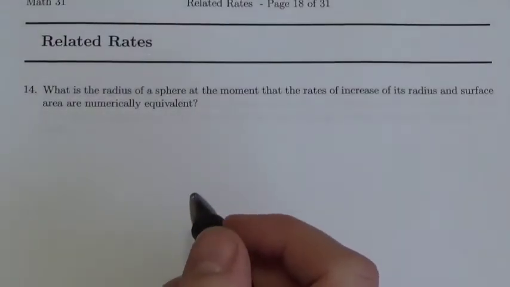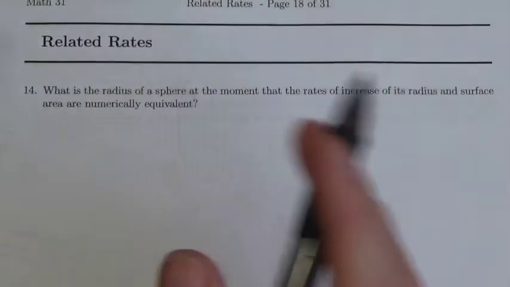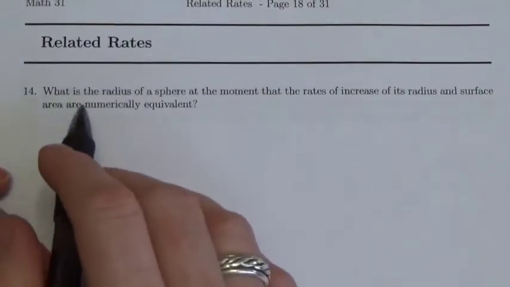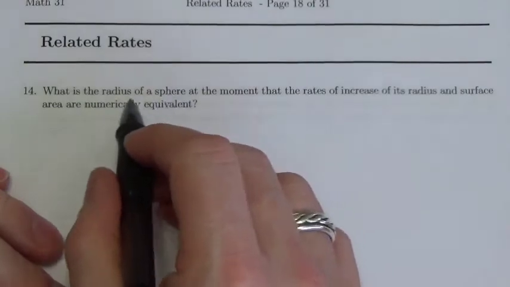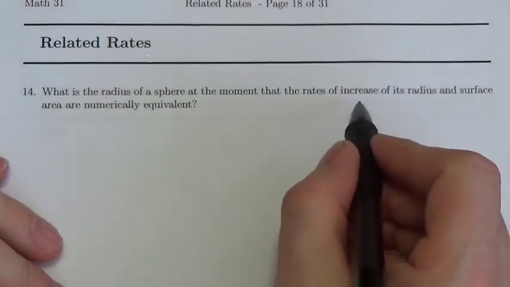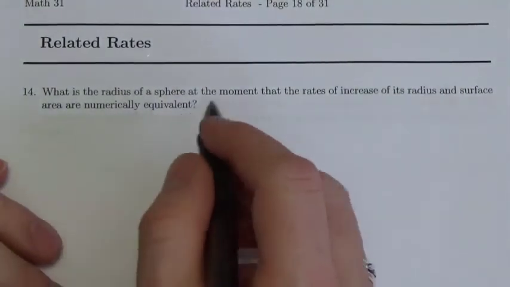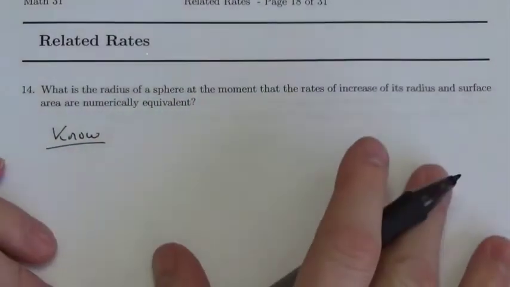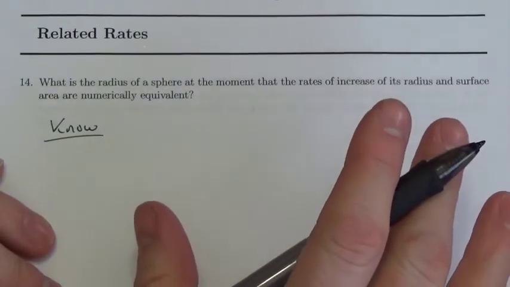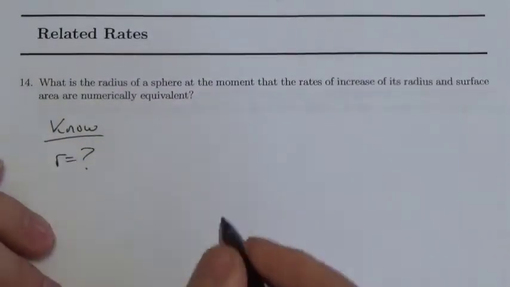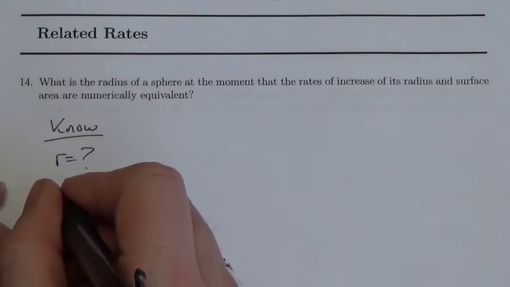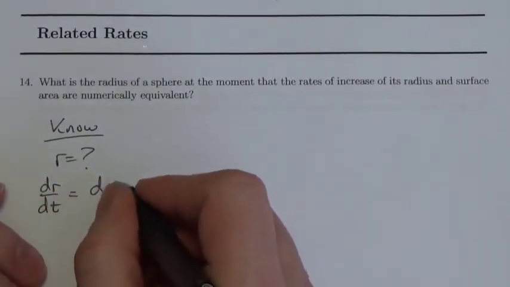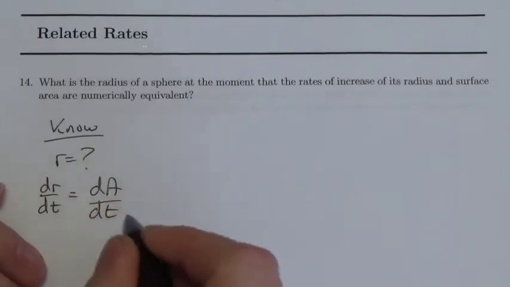Okay, everybody. This next question is going to require just a little bit of preamble. What is the radius of the sphere at the moment that the rates of increase of its radius and surface area are numerically equivalent? So what do we know here? What are they setting up? Well, we're looking for the radius. And we're being told that the rate of increase of the radius is equal to the rate of increase of its surface area, numerically.